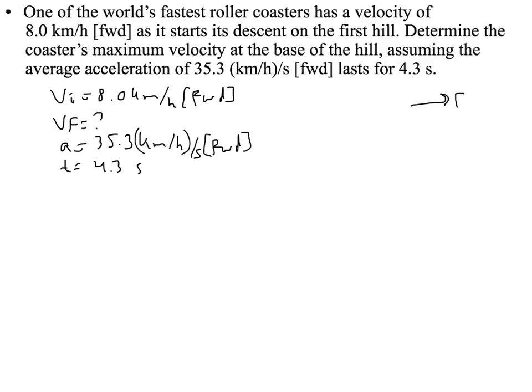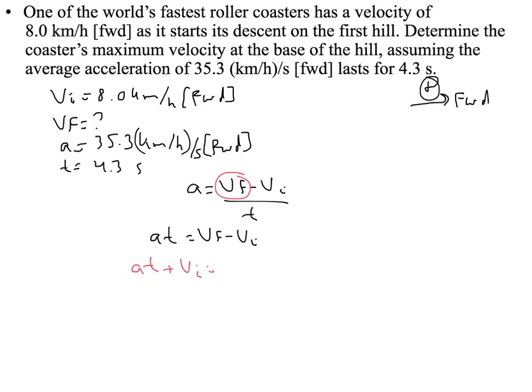Now let's again assign forward as that way, and we'll call that positive just to make our life easier. We know our equation, A equals VF minus VI over T. What we are looking for is VF, so we need to isolate VF. We're going to multiply both sides by T, so we get AT equals VF minus VI. You can add VI to both sides, bringing VI over to the left side of the equation. So what you end up with is AT plus VI equals VF. Now we plug some numbers in. We know our acceleration is 35.3. We know our time is 4.3 seconds. We know our initial velocity is 8 kilometers per hour, and that's all going to equal VF.